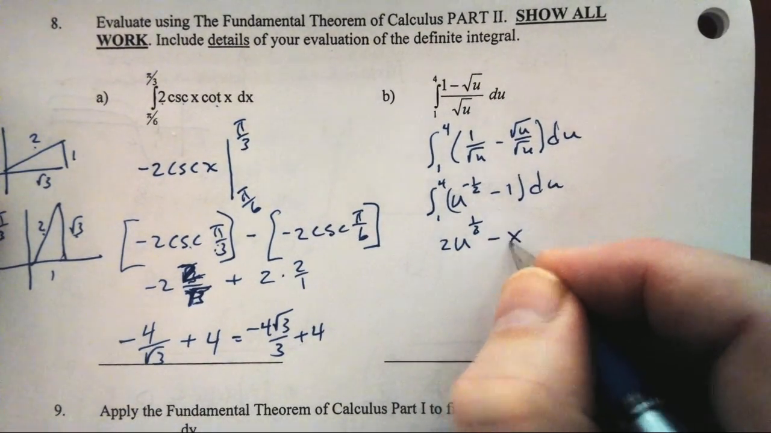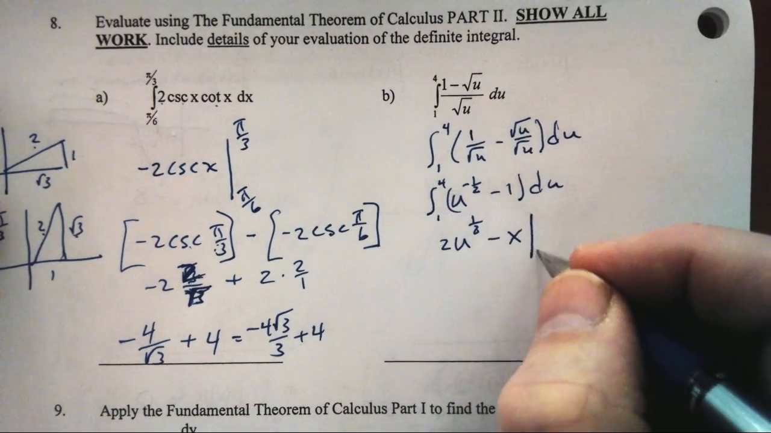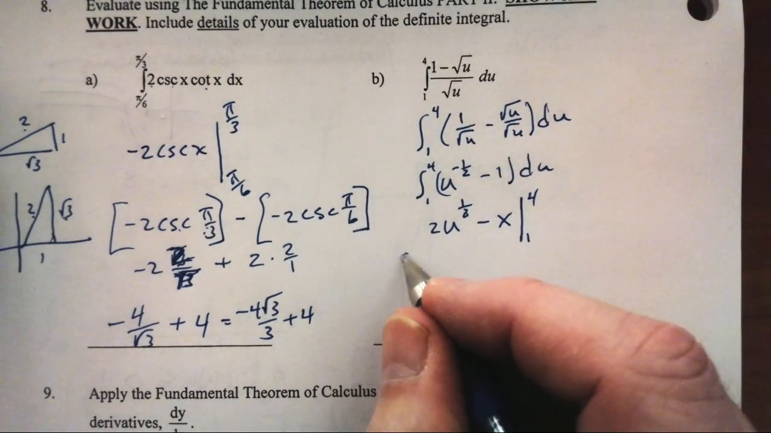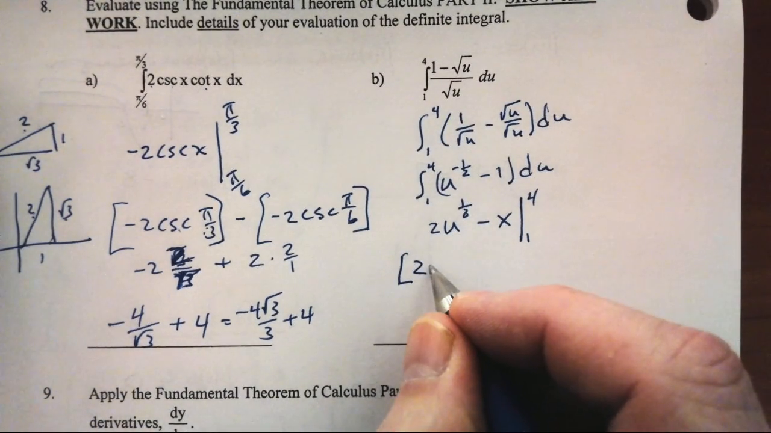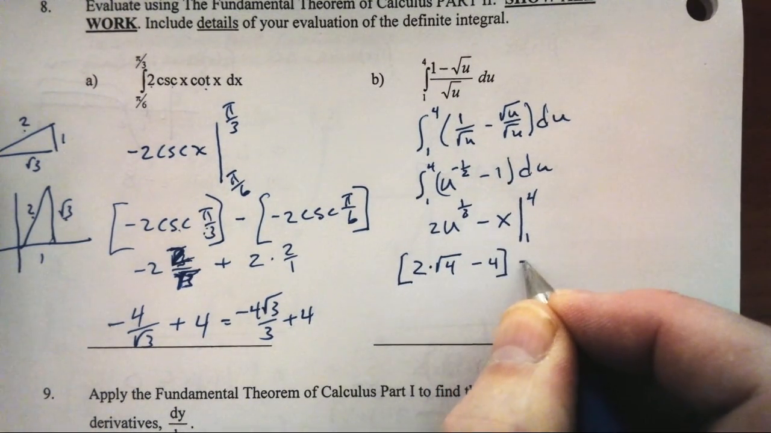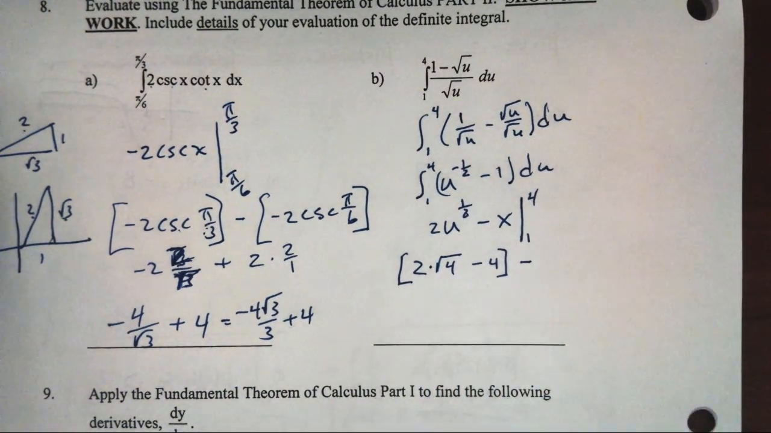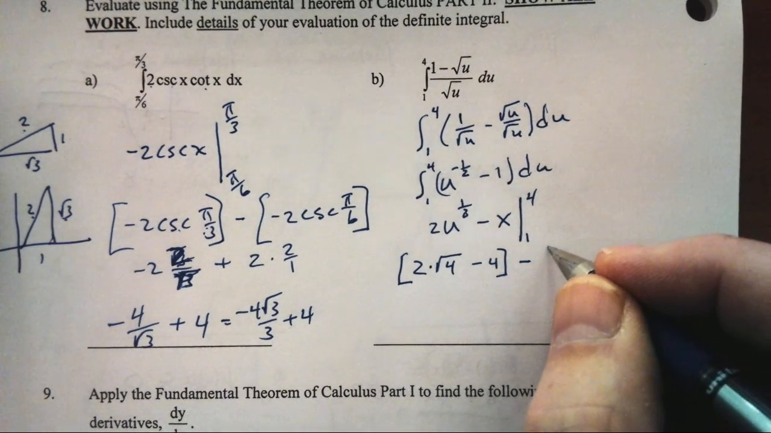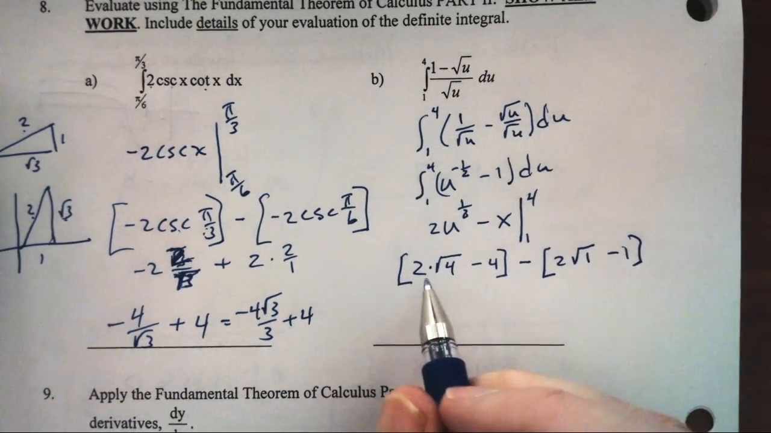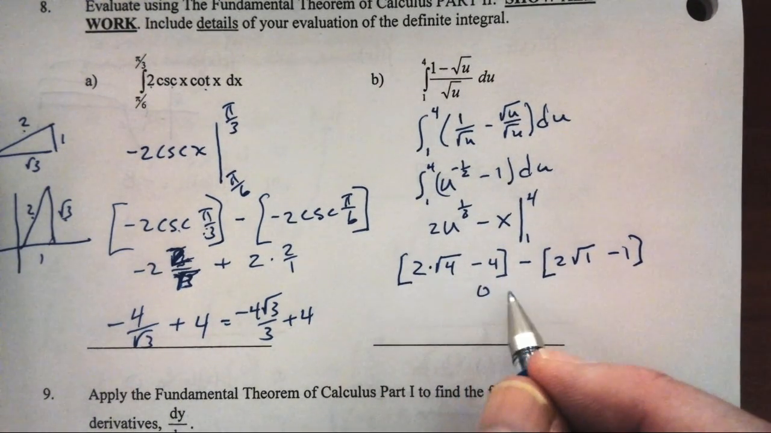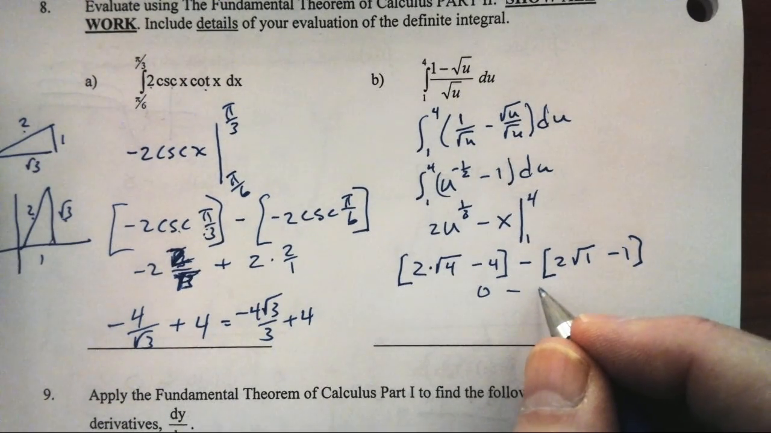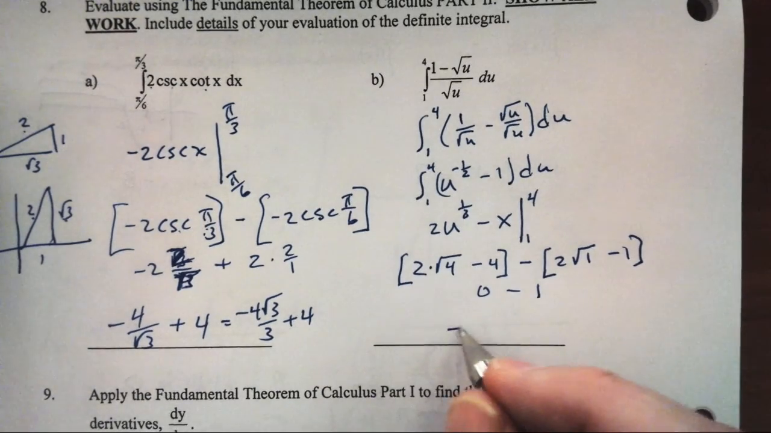Derivative of negative 1, negative x. And now we are running that from 1 to 4 conveniently, since those are perfect squares. So we get 2 put in the 4, square root of 4, minus 4, minus 2 square root of 1, put in the 1, we get 2 times 2, 4 minus 4, 0, minus 2 minus 1, 1, we get negative 1.